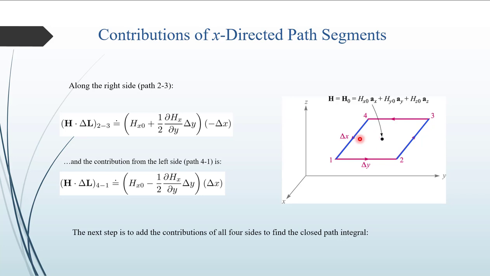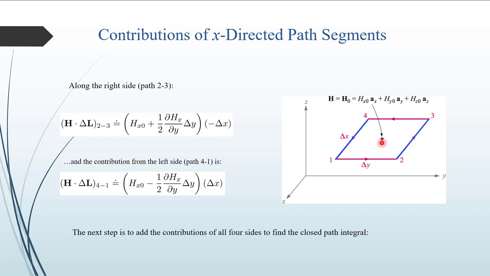Now next let us consider the next path, that is path from 2 to 3. Now for this path, what is the length? The length is delta x. Now this path is going towards negative x axis. So h for this path is what?